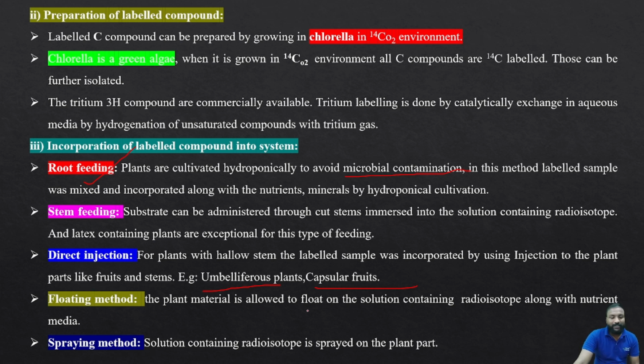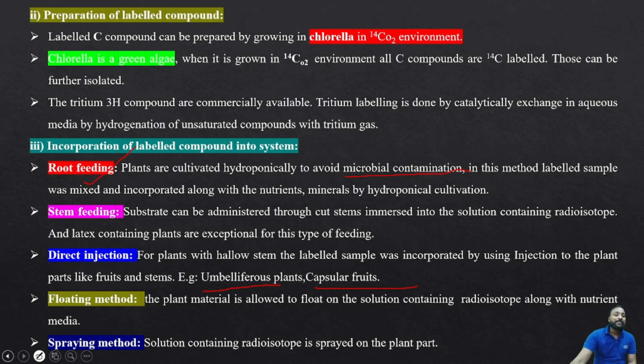And the floating method: in this method, the plant is allowed to float on a solution containing radioactive isotopes along with some nutrient media. Almost all are supplied along with nutrient media and water, but the mode of application varies. If it is root feeding, we directly place it on the root. If it's stem feeding, we cut the stem and place it into a nutrient and radioactive isotope containing solution. In direct injection, we inject into the stem and fruits. Whereas in the floating method, we place a plant on the floating solution containing radioactive isotope.